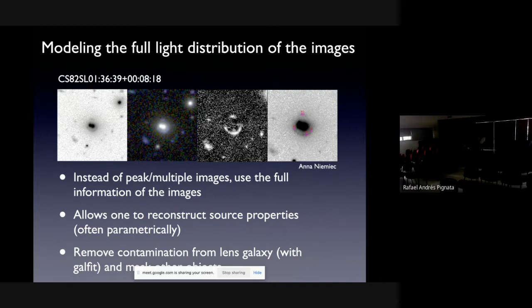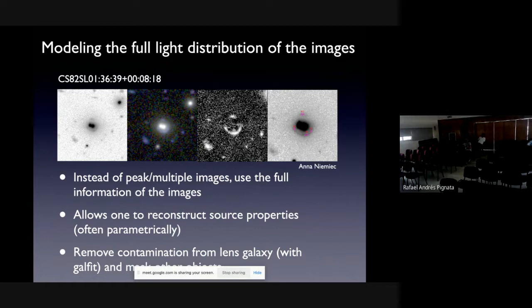On one hand, you may have more information because you have multiple brightness peaks and so on, so you're using the whole information. And on the other hand, you may be able to reconstruct the source, the shape of the source, the size of the source, so it may have more constraining power for the mass distribution, and in addition, you gain information on the source. So there are codes that do this.